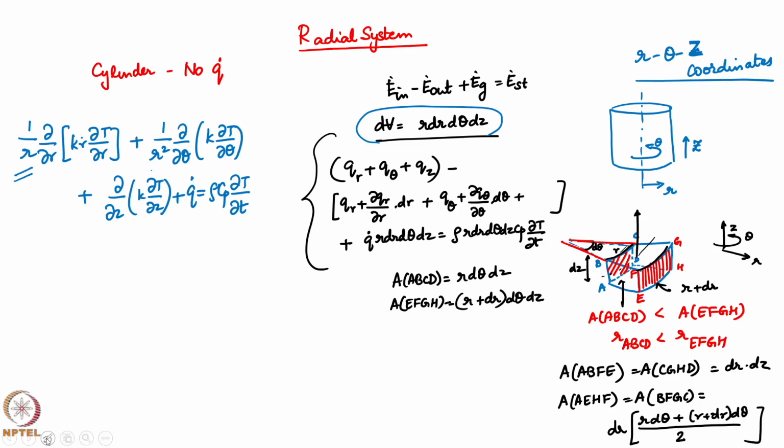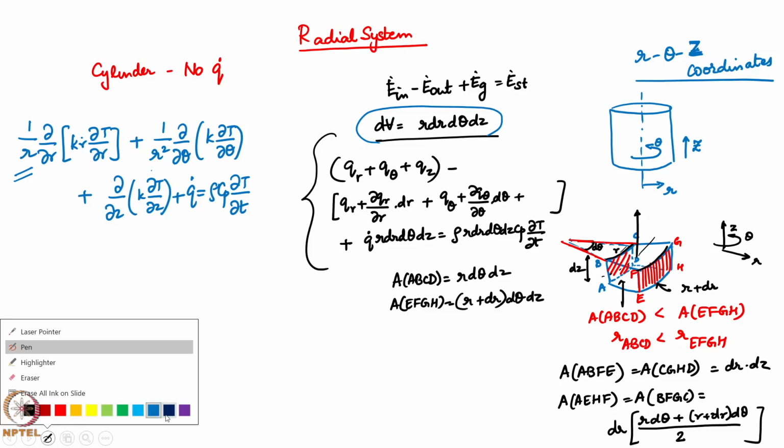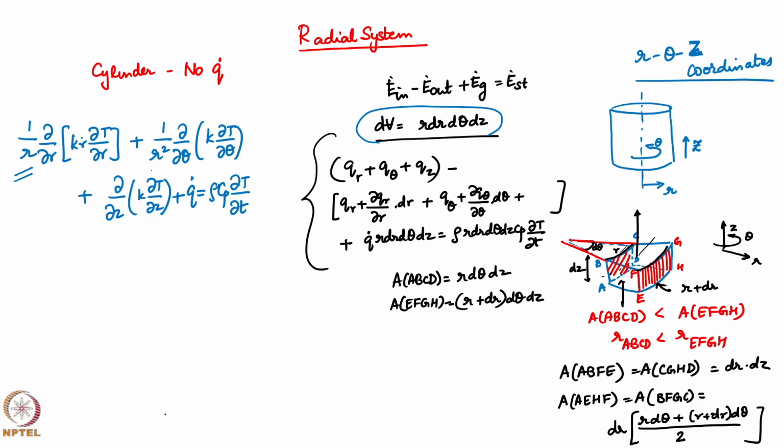Anyway, if I look now at one dimensional in radial direction with no volumetric heat generation, this goes to 0, steady state this goes to 0, 1D in r direction so these two go to 0. I am left with 1 by r d by dr of (k r dT by dr) is equal to 0, which I will now write in terms of regular derivative.